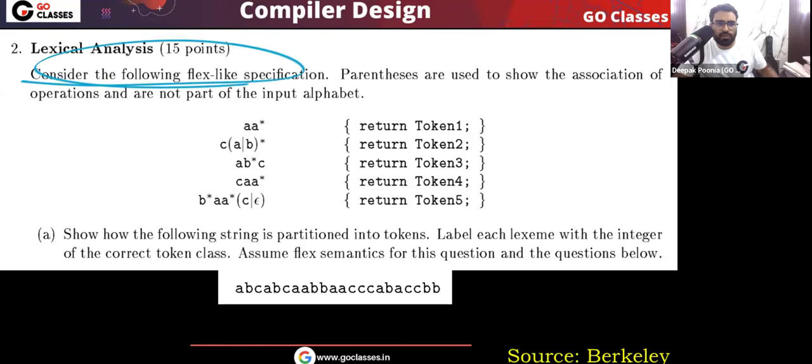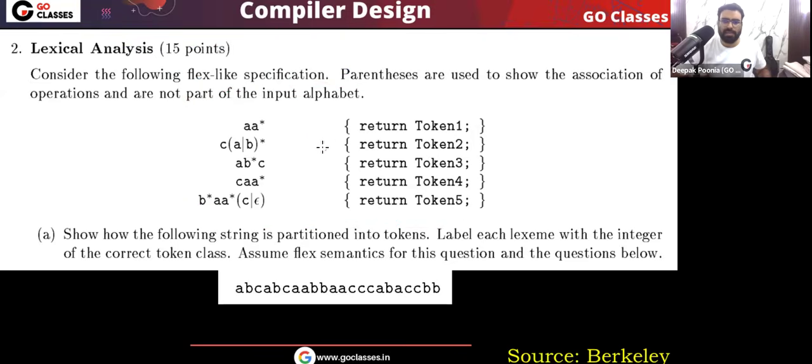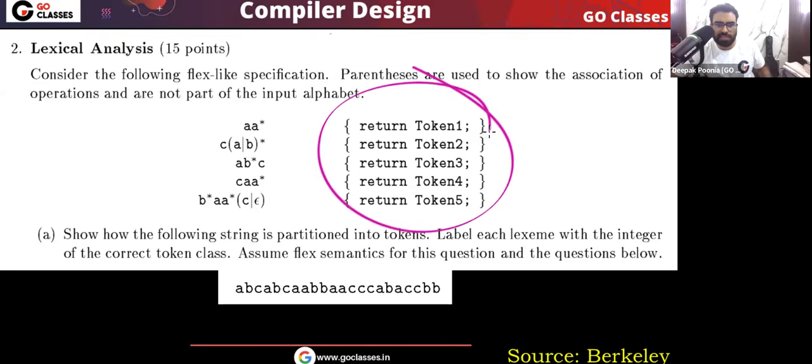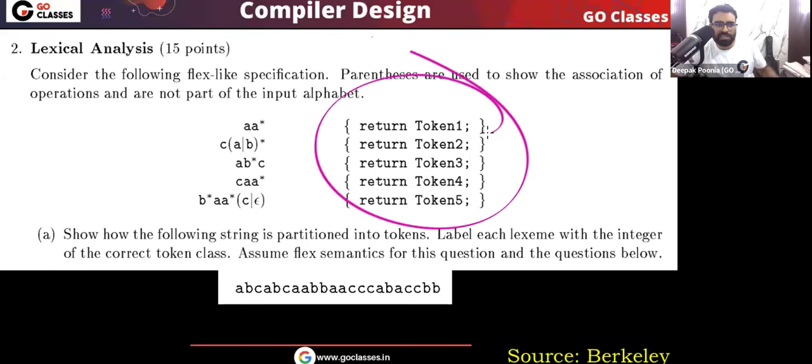You can see, consider the following flex-like specification. Basically, a specification of a lexical analyzer, for a scanner. These are the tokens and these are the associated regular expressions. You can see the parenthesis. This is not part of the input alphabet. Basically, the input alphabet is A, B, C. You can see these are the tokens, a total of 5 classes of tokens we have, and these are the corresponding regular expressions.